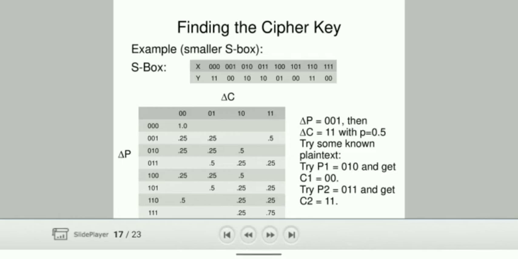Try P1 equals 0, 1, 0 and get C1 equal to 0, 0. Try P2 equal to 0, 1, 1 and get C2 equal to 1, 1.